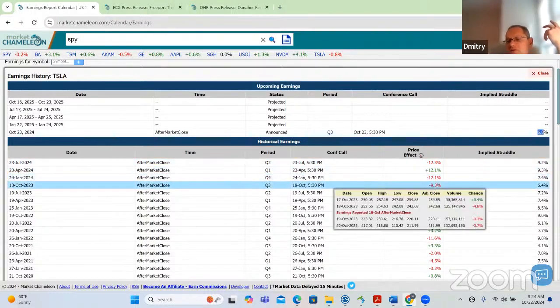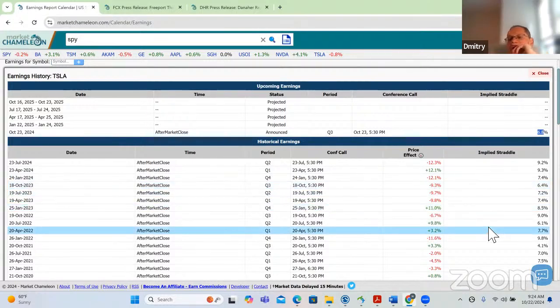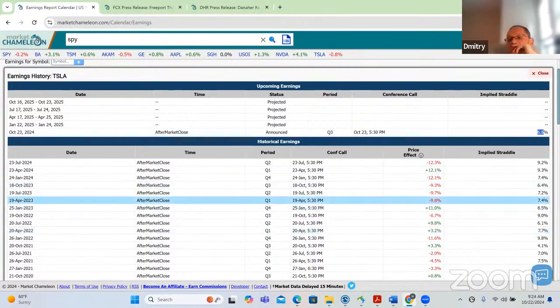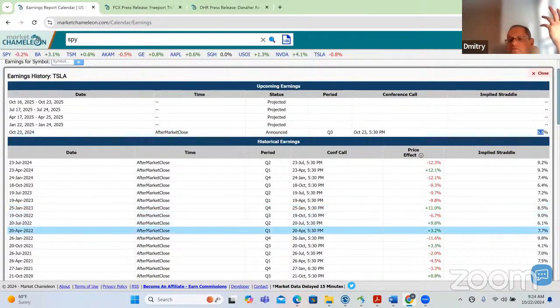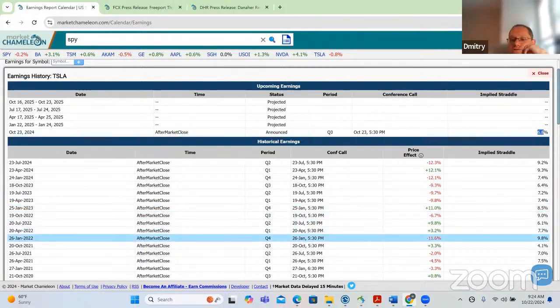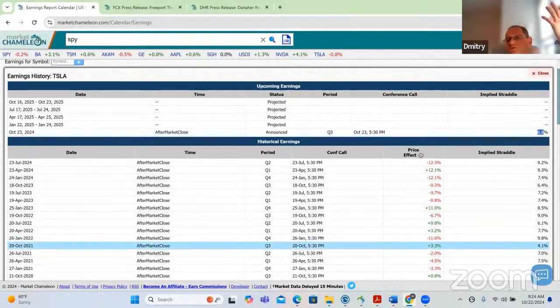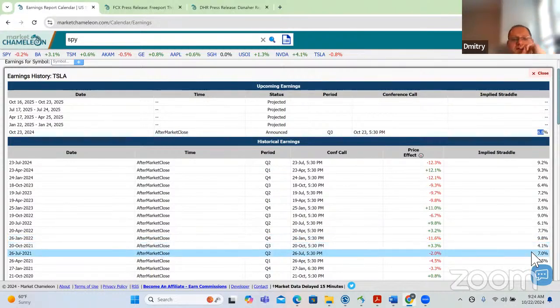So you could see here that, at least here, Tesla looks like a lot of times it moved above where the expectations were, as far as the magnitude of the move.